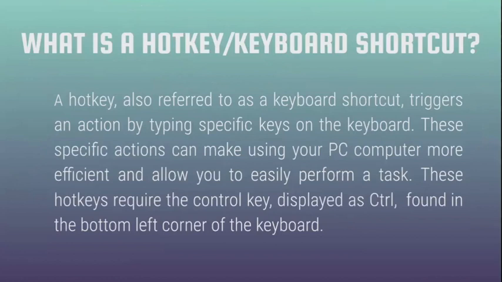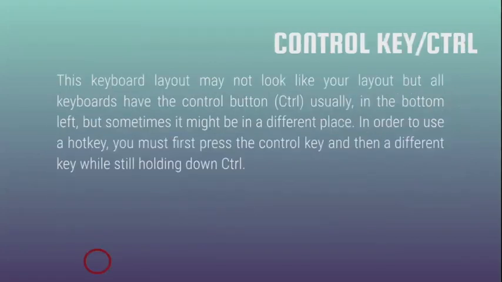These hotkeys require the control key displayed as CTRL found in the bottom left corner of the keyboard. This keyboard layout may not look like your layout, but all keyboards have the control button, usually in the bottom left, but sometimes it might be in a different place. In order to use a hotkey, you must first press the control key and then a different key while still holding down control.